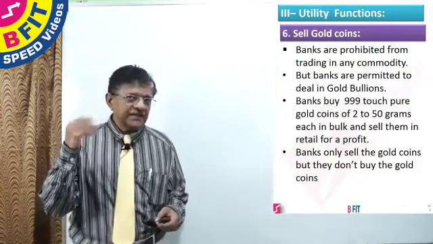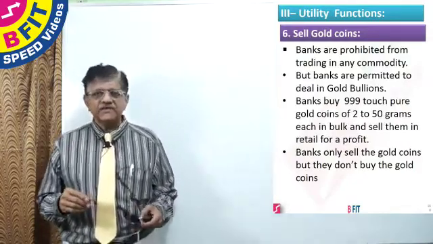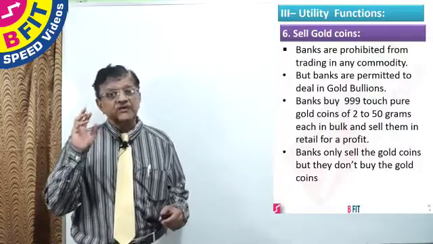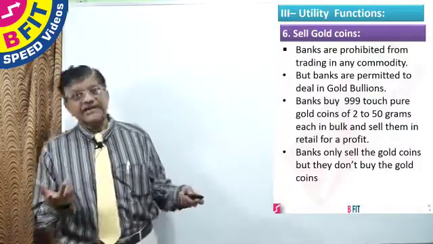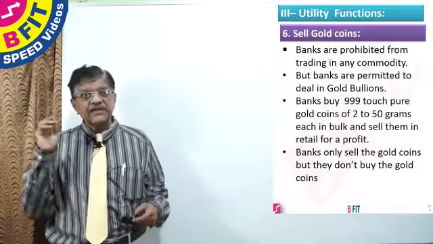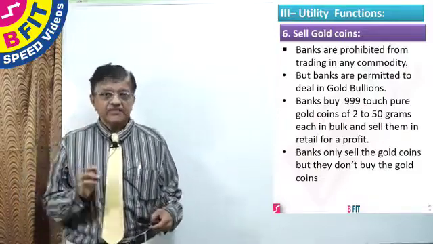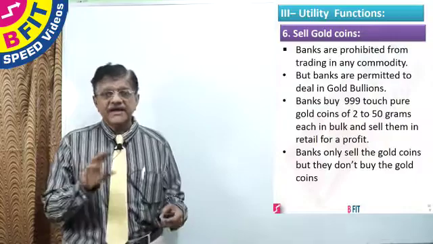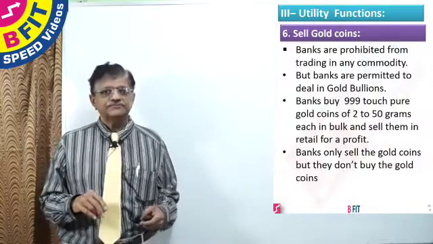As we have seen in the beginning, while talking about the definition of banks, banks are prohibited from trading in any commodity. But how can they sell gold coins? It is because banks are specifically permitted by the Reserve Bank of India to sell gold coins. They can deal in bullion and gold coins.